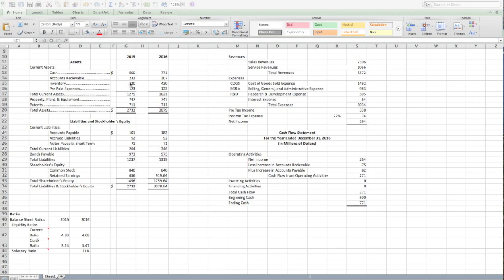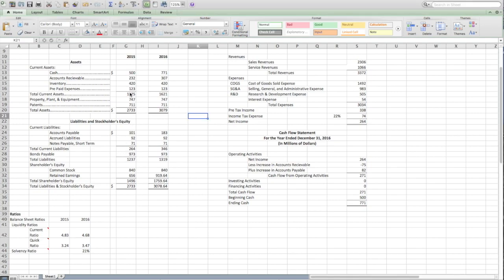The inventory is sort of a questionable one to turn into cash, though. Once we build something and have it in storage, sometimes it's hard to turn it all into cash unless you steeply discount it. So that one is a little bit questionable. But in the current ratio, we take all those, add them up, and then compare them to the current liabilities. Here that's just the sum of those numbers, and here it's the sum of these numbers.